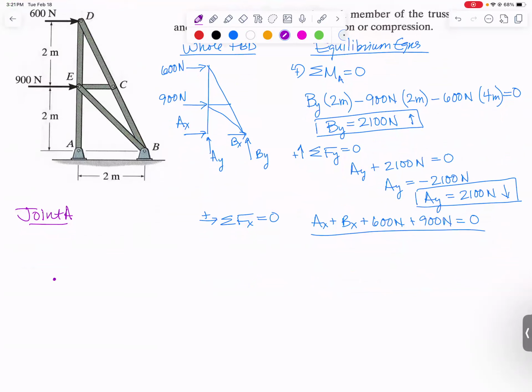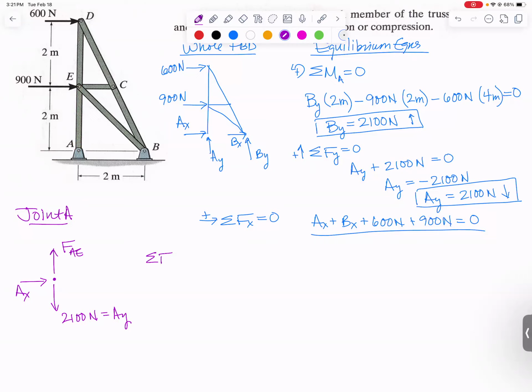Here's joint A. Acting on it are AY, which is 2100 newtons downward, and AX, which we're guessing to the right, but I have no idea how big it is. And then finally, I'm going to have a tensile or compressive force from this member either pulling up on the joint or pushing down on the joint. I'm going to guess tension and draw that as the force in member AE pulling up on the joint. Okay, we can go solve.